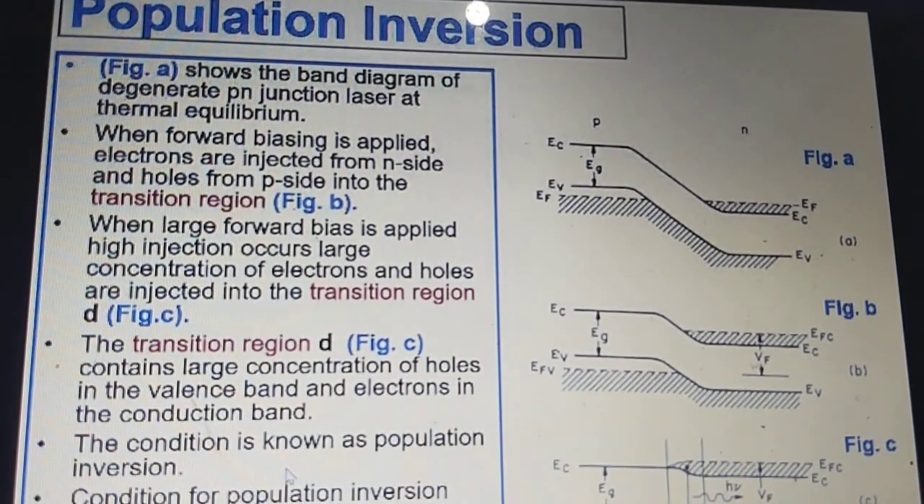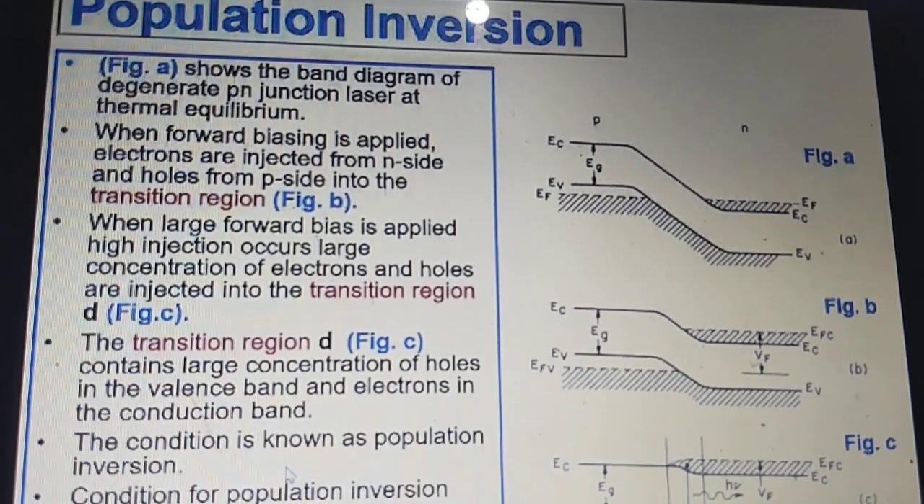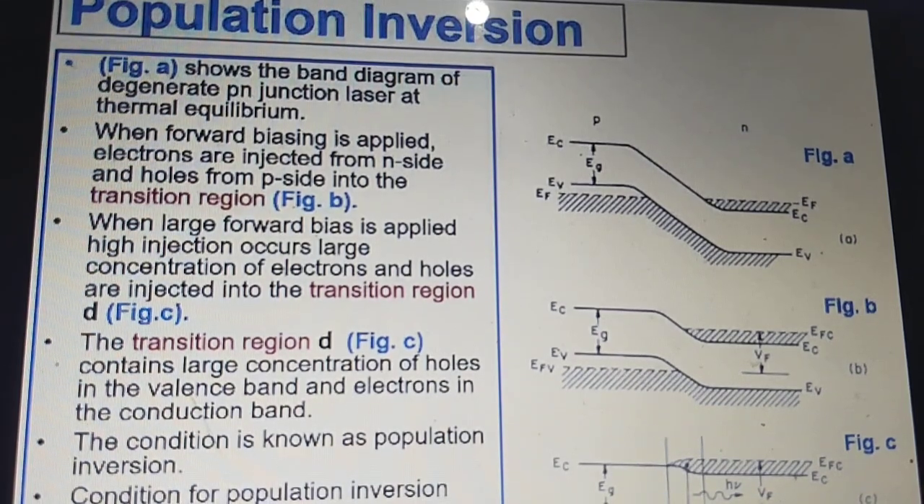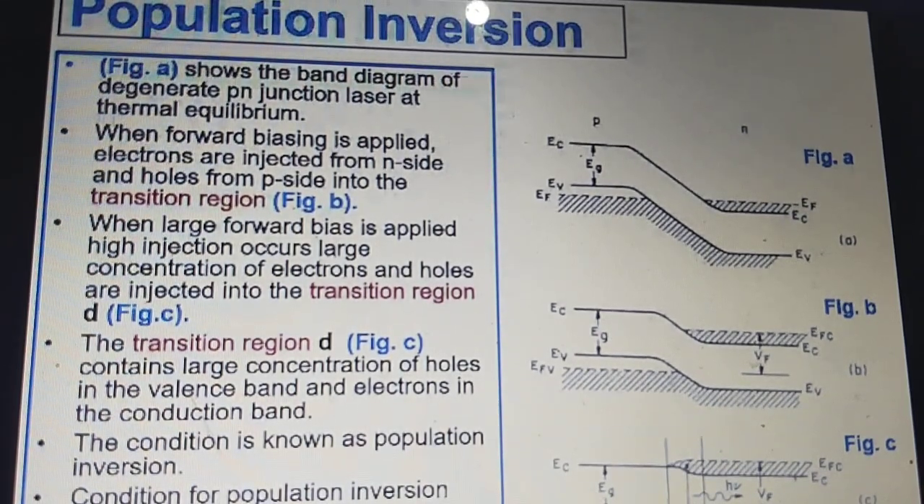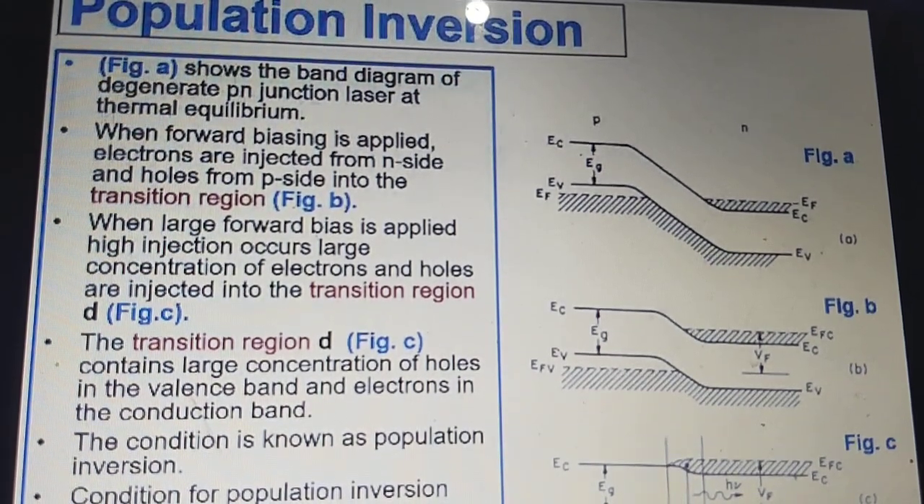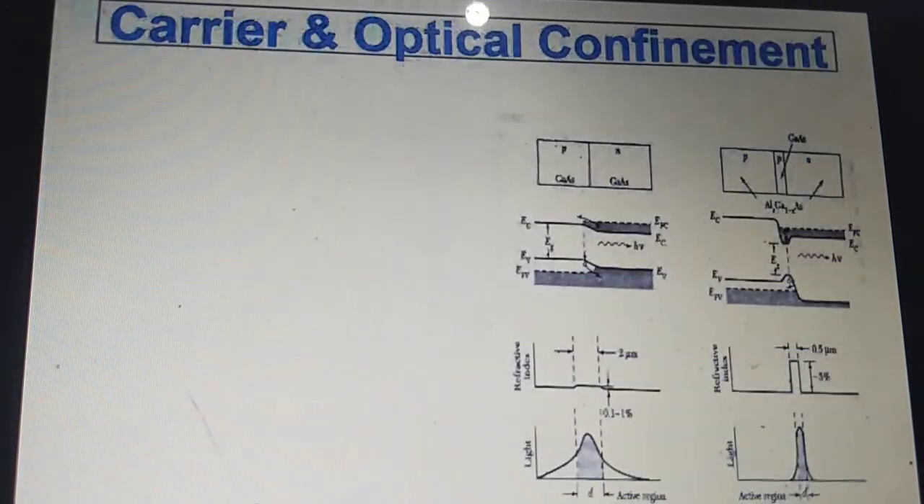The condition for population inversion persists till EFC minus EFP is greater than the band gap. EFC minus EFP is more than EG. If this condition prevails, this is the mathematical condition for population inversion in a PN junction. So this is the concept of population inversion.